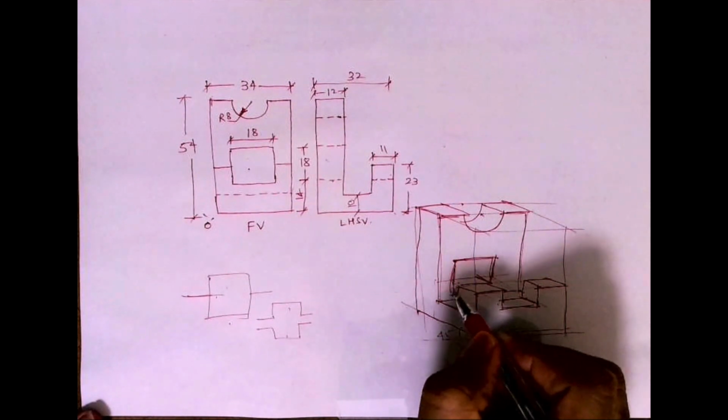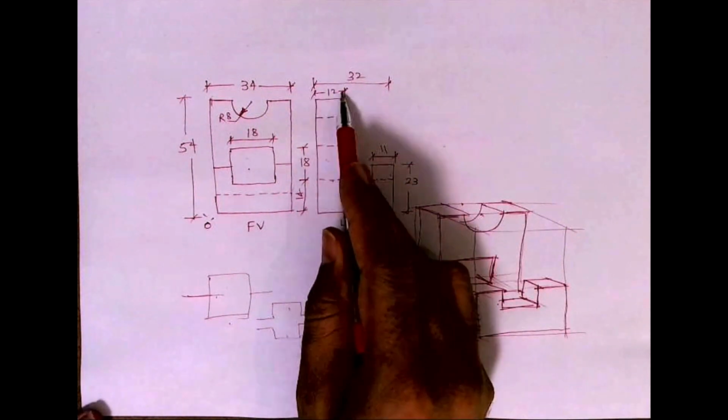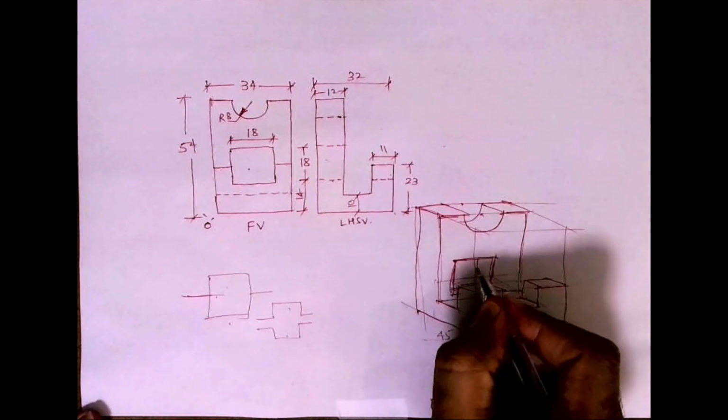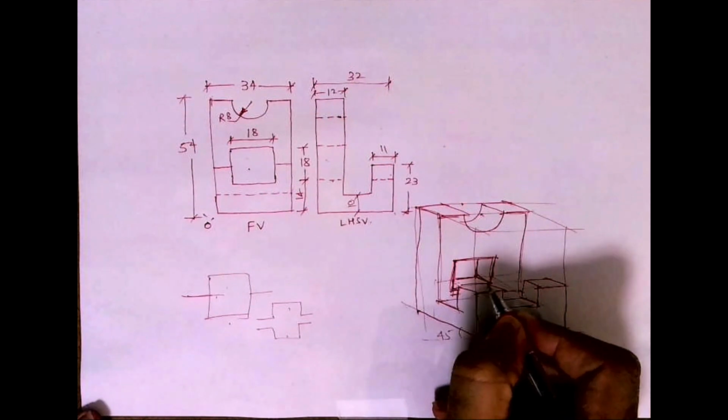And then we have to give the width also, 12 mm. See this 12 mm. So we'll go 12 behind and then we'll draw this inner part also. So we are done with this oblique.